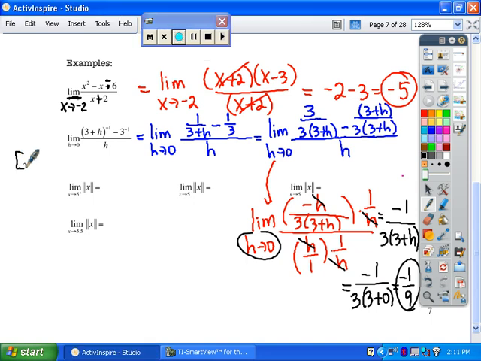Let's talk about this symbol here. Does anybody know what that means? It's the greatest integer of x. Greatest integer of x, which means the greatest integer that does not exceed x. That's what that means. So if we talk about the greatest integer of, let's say, 5, what's the greatest integer that does not exceed 5? 5.